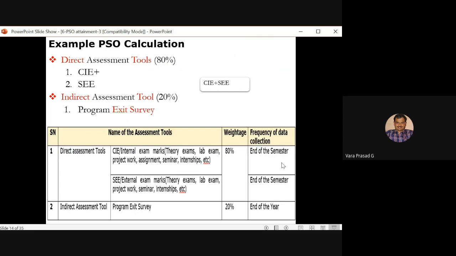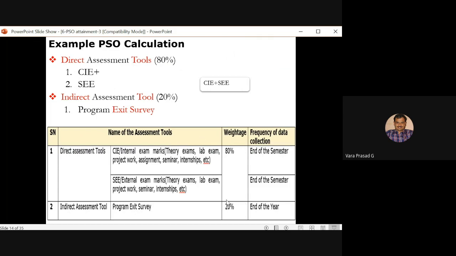But while calculating the PSO attainment value, I have to take the CIE value as well as SE value also. In the sense, these internal marks and university marks, I will take only at the end of the semester. Then I will submit this PSO attainment value to my HOD or program coordinator. After that, the program coordinator or HOD will take the 80% weightage from this one.